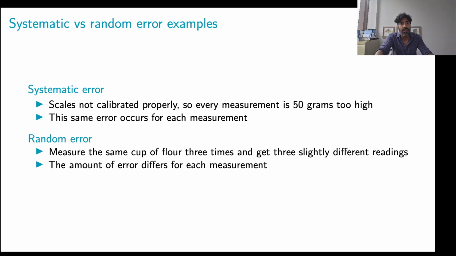And random error is where you measure the same cup of flour 3 times and get 3 slightly different readings. So the amount of error differs for each measurement. In systematic error, you're getting the same difference each time you're measuring. In random error, the amount of error differs for each measurement.